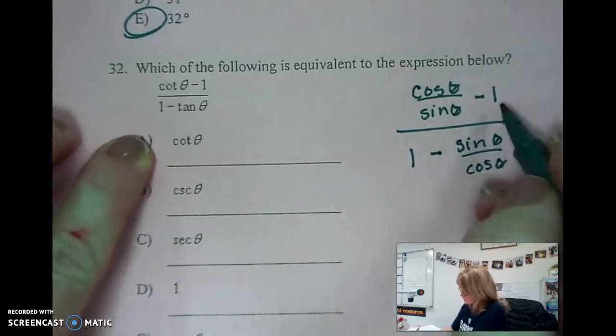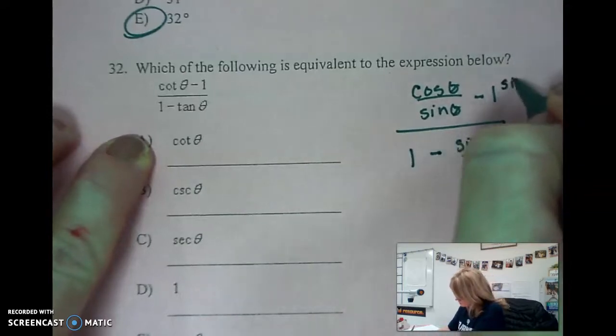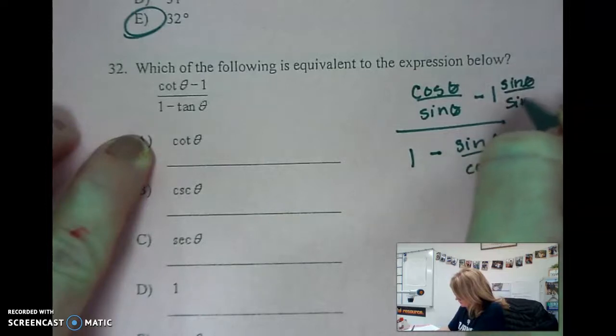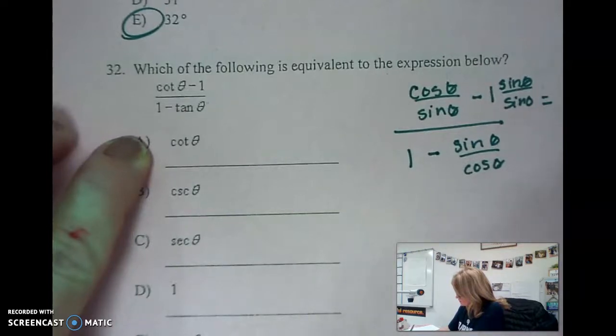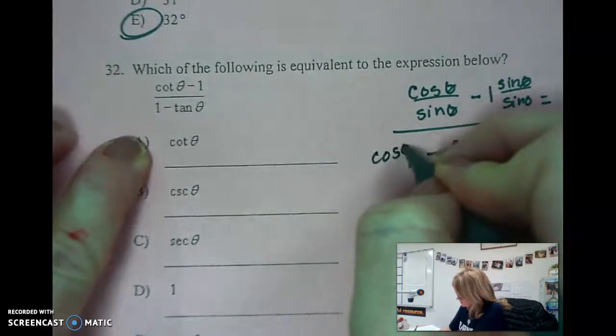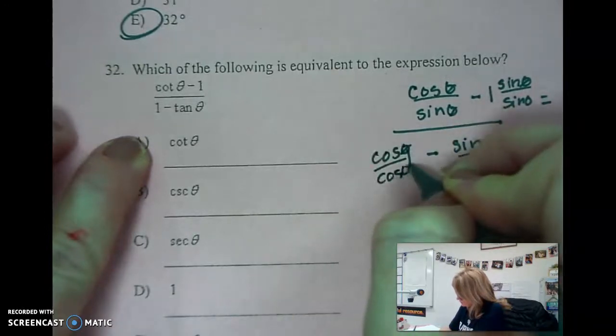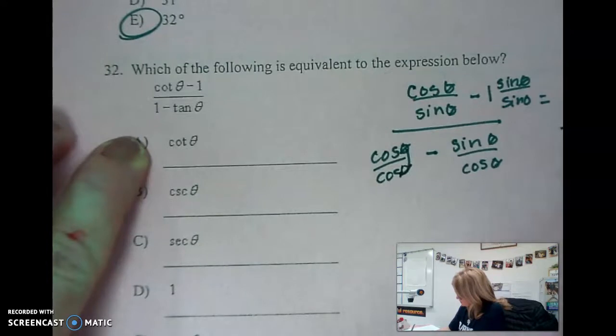In order to subtract, we need like terms. So this would be the same as sine over sine. So this gives me the cosine of theta minus sine of theta over the sine of theta, divided by, and this gives me cosine over cosine. So the cosine of theta minus sine of theta over the cosine of theta.